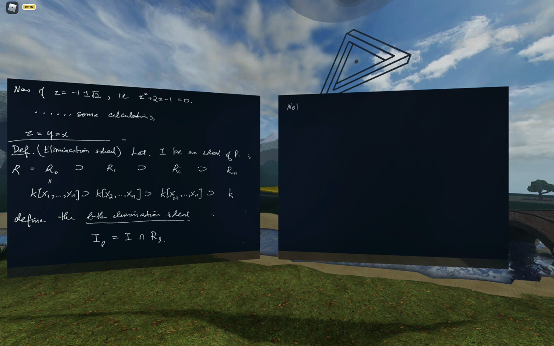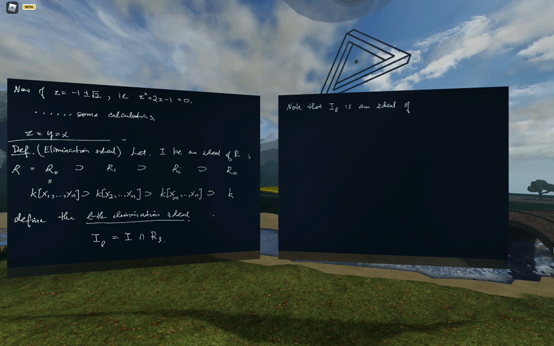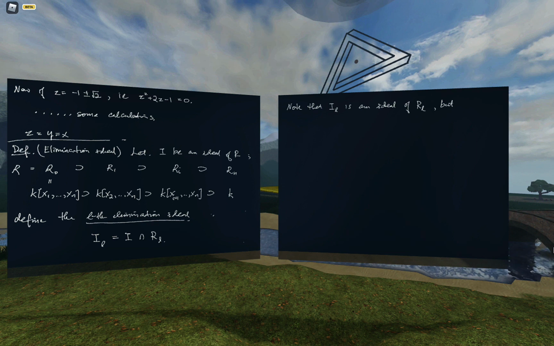So note that I_L is an ideal of R_L, right? But not necessarily for the other R_J's.